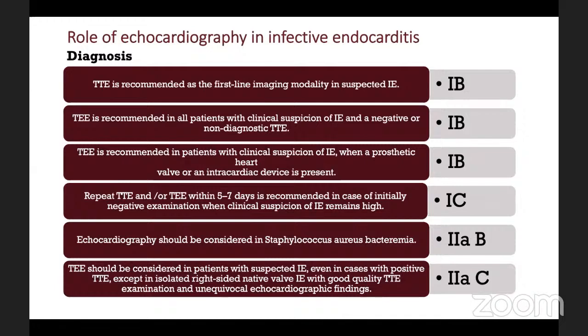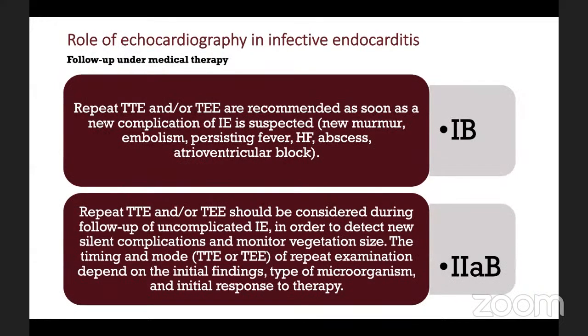Echocardiography should be considered in Staphylococcus aureus bacteremia. Transesophageal echocardiography should be considered in patients with suspicion of infective endocarditis, even in cases with positive transthoracic echocardiography, except in isolated right-sided native valve infective endocarditis with good quality transthoracic echocardiography examination and unequivocal echocardiography findings. Use echocardiography for follow-up under medical therapy.